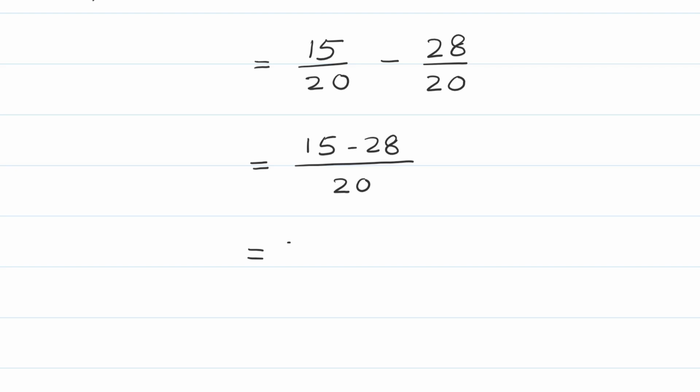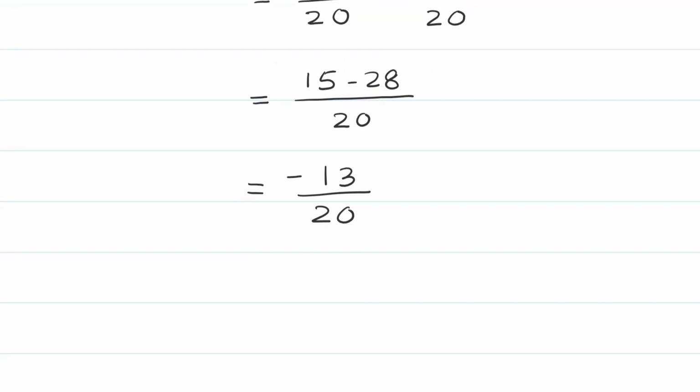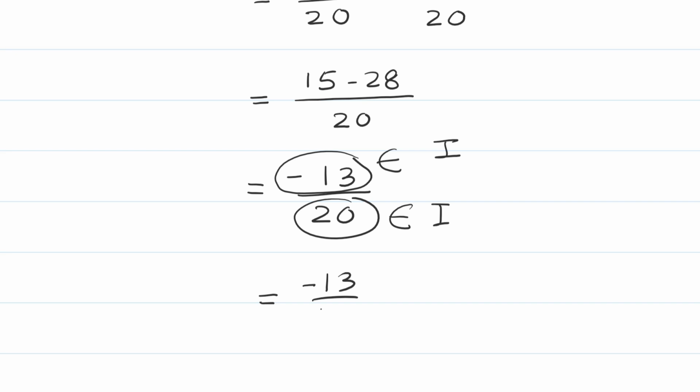15 minus 28 is minus 13 upon 20. So minus 13 is an integer, 20 is also an integer, and the ratio of two integers is a rational number. So minus 13 upon 20 is a rational number. So this is verification of the closure property of subtraction of rational numbers.